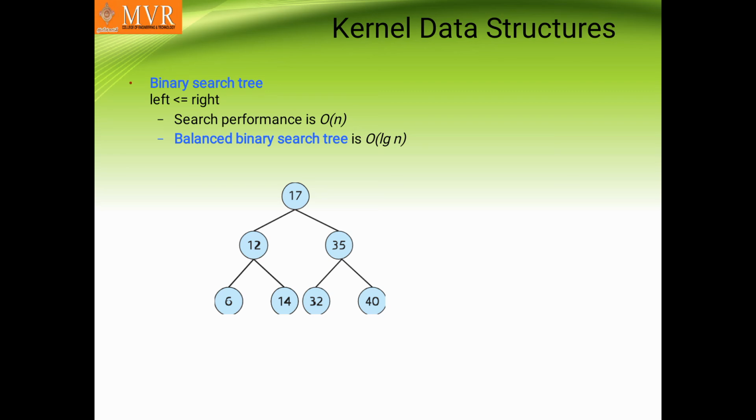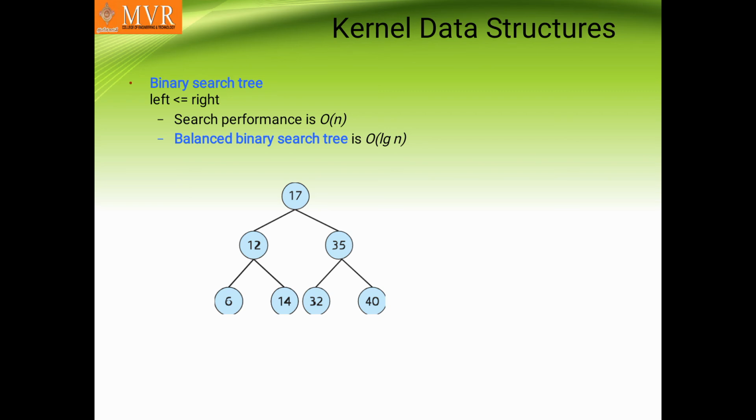See this picture here. The 17 is the root. This 17 will be divided as a binary, so 12 and 35. And check that the left side is less than or equal to the right side. So see here, the left side is 12 and 35 is the right side. So it is less than. So it is a binary tree.